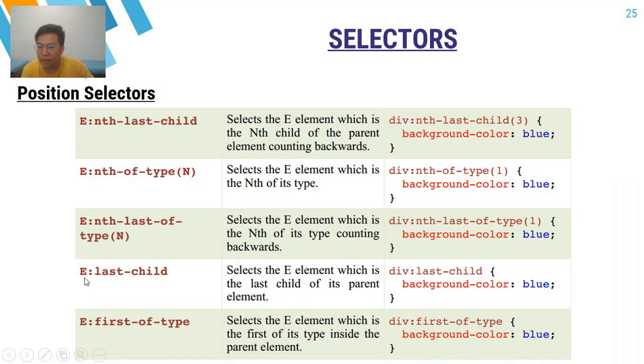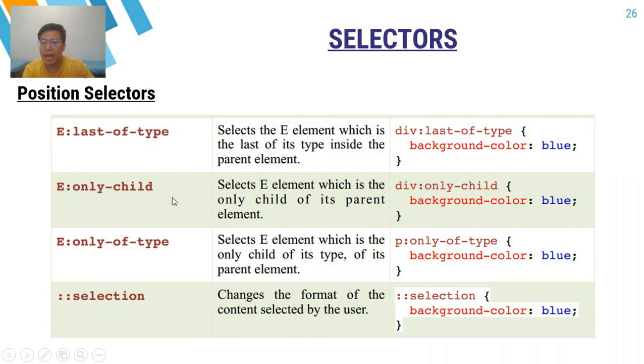And then we have E:last-child. It selects the E element, which is the last child of its parent element. So you can change the background color to blue as well. The first-of-type selects the first of its type inside a parent element. We also have here last-of-type, and only-child.